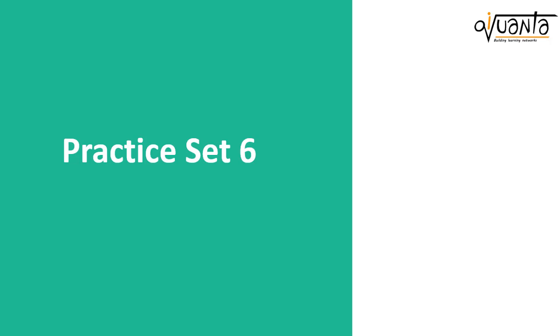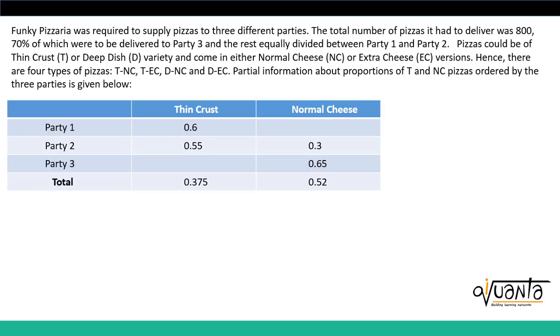Hello everyone, in this video we will be solving a CAT 2017 DI set which will be based upon percentages and ratios and their good applications. So the question is, Funky Pizzeria was required to supply pizzas to 3 different parties. The total number of pizzas it had to deliver was 800, 70% of which were to be delivered to party 3 and the rest equally divided between party 1 and party 2.